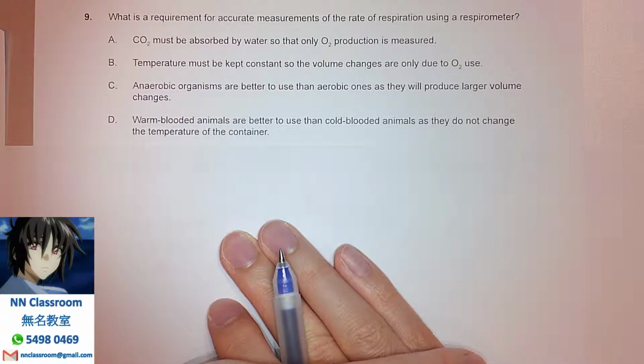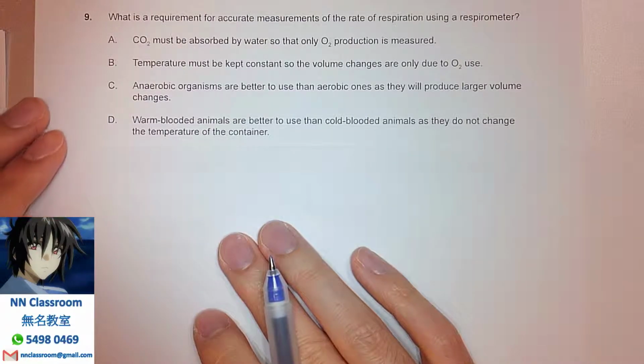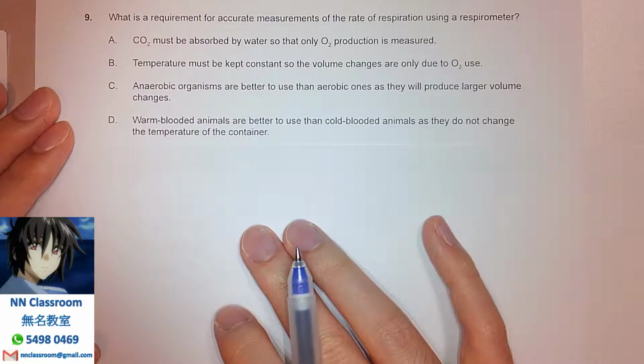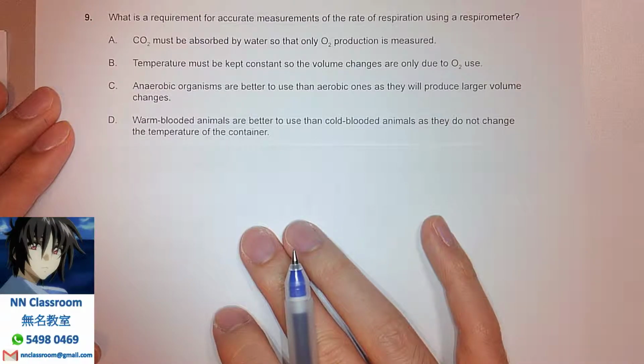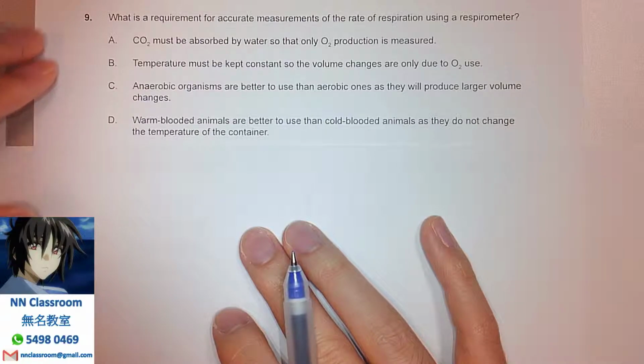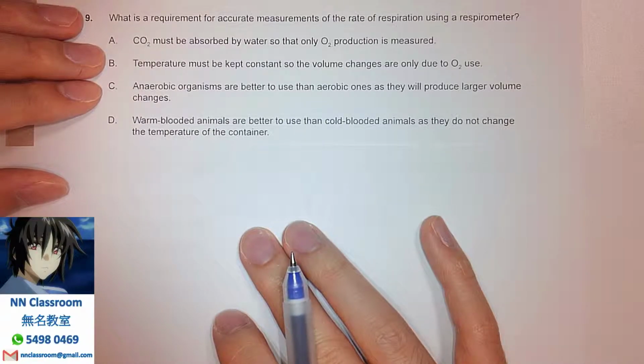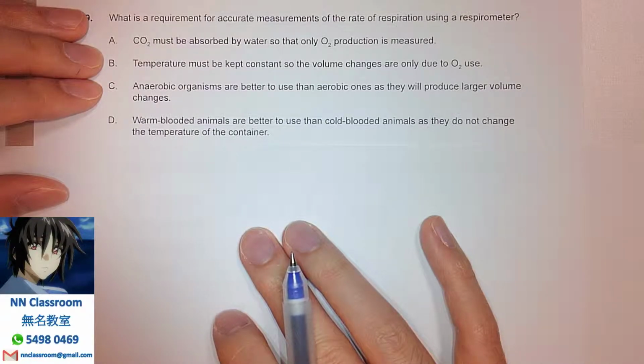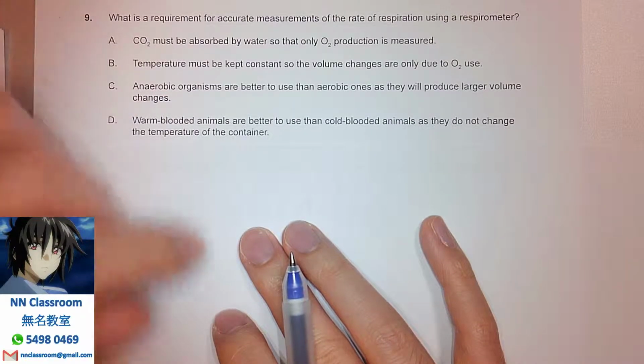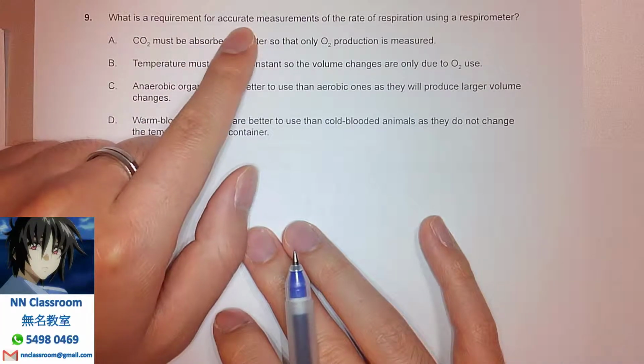No matter multiple choice or in paper 2, short response or essay type question, the trend is that the IB is now wanting to test students more on experimental skills instead of just knowledge-based questions. So that's why this is another really typical type of question that is going to pop up more and more frequently, right? So they're asking what is a requirement for accurate measurement.